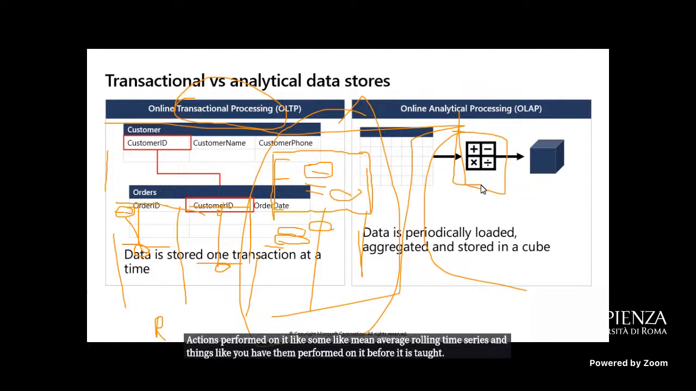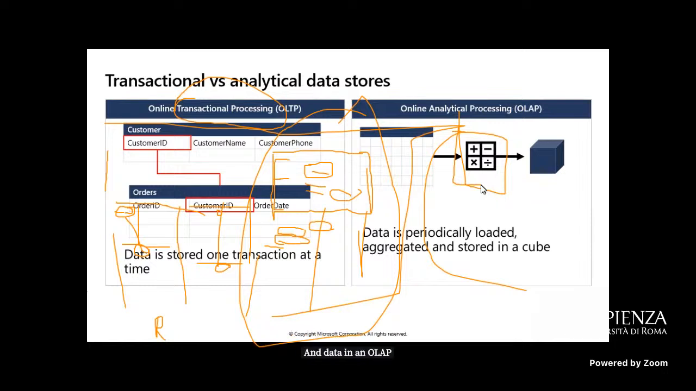And data in an OLAP system is stored in a cube. It's basically just aggregated. So you can have data for one year being stored in a space that is smaller than it would be when you compare it size-wise against an OLTP. You understand? So those are the key differences between these two data stores. One is live, the other one is not live, and data is just periodically loaded.